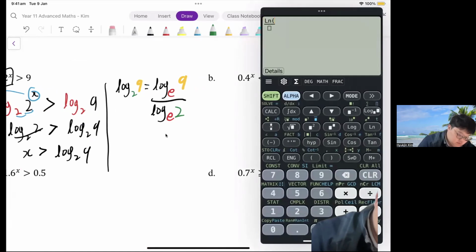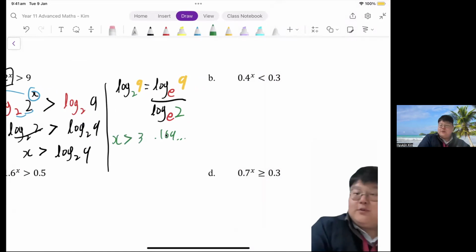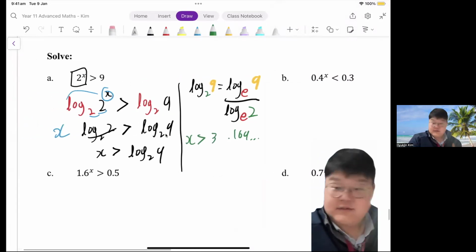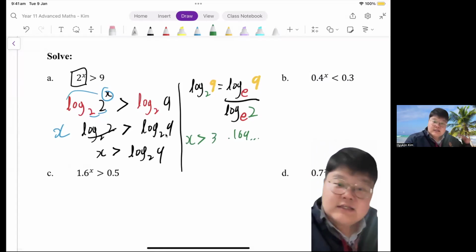ln 9 over ln 2. 3.169, which is what I expected. x is greater than 3.169, but that's what we said, right? It's got to be greater than 3 but less than 4, because when x is 4, it's already 16. When x is 3, it's 8, which is less than 9. So we knew that.